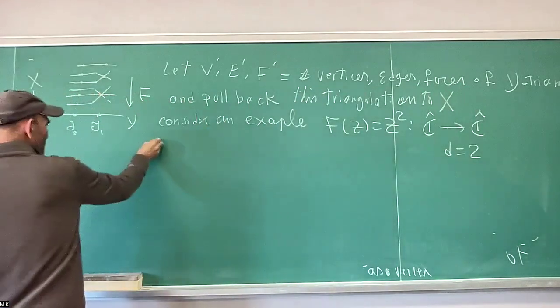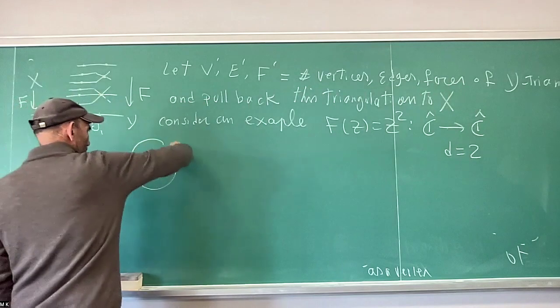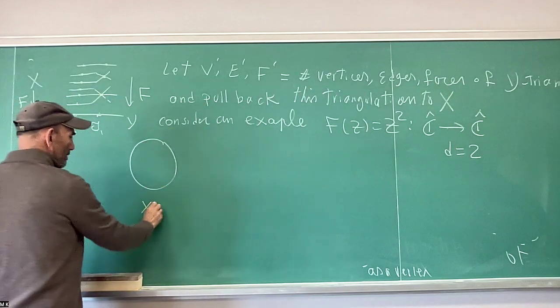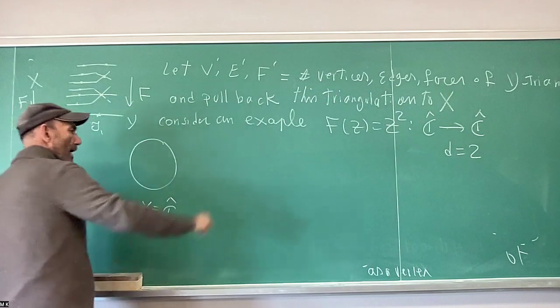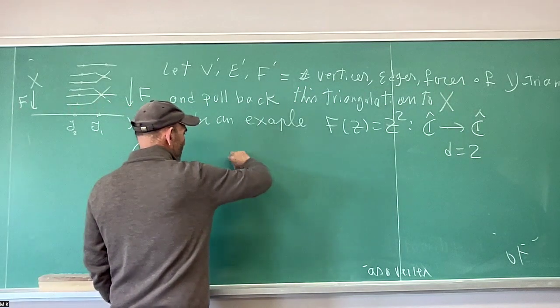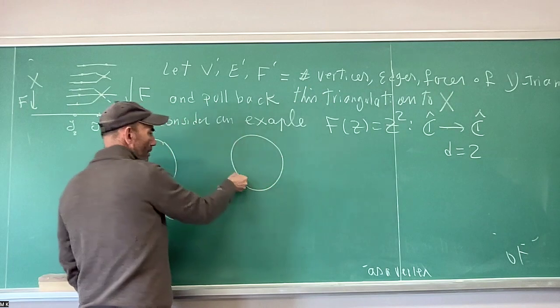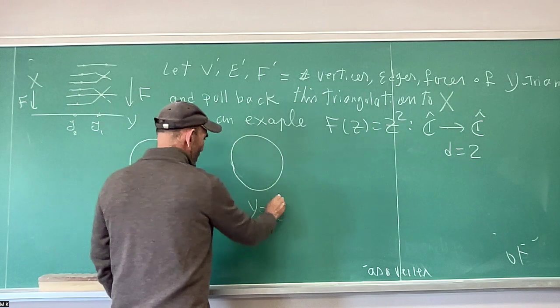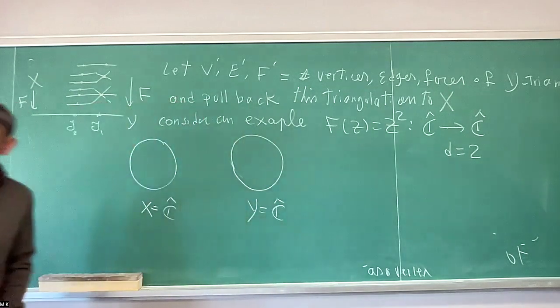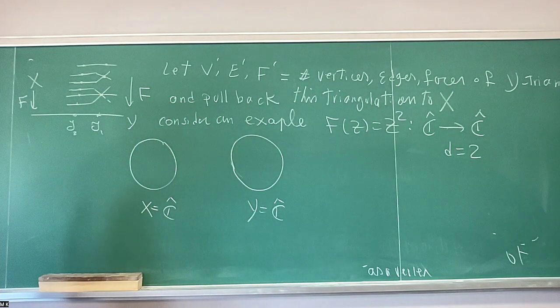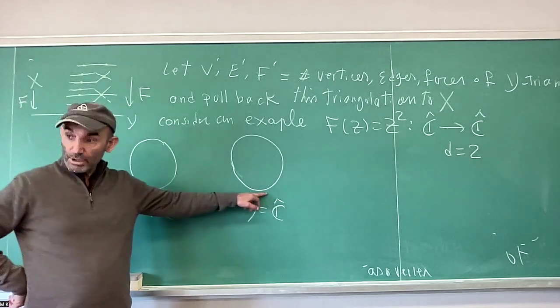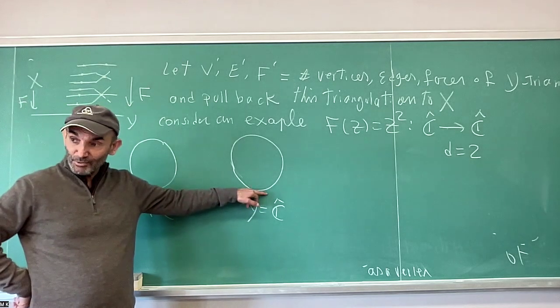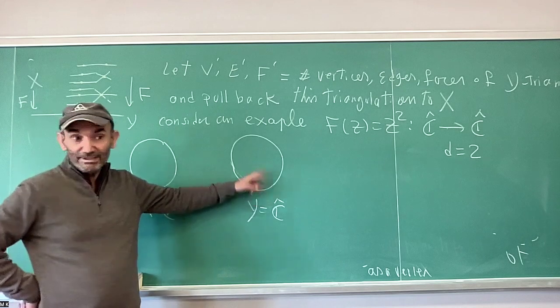Simple. Okay, so here is your X, which is C hat, and here is your Y, which is also your C hat. Is 0 a branch point? 0 is a branch point, and what are the other branch points? Infinity. Yes, infinity is a branch point.